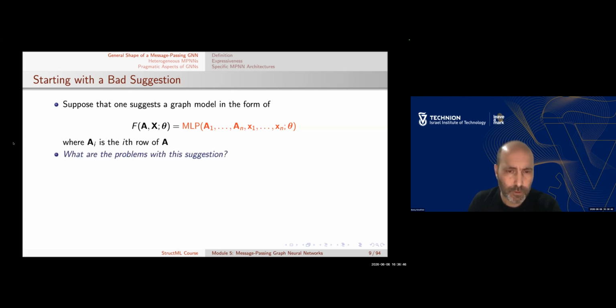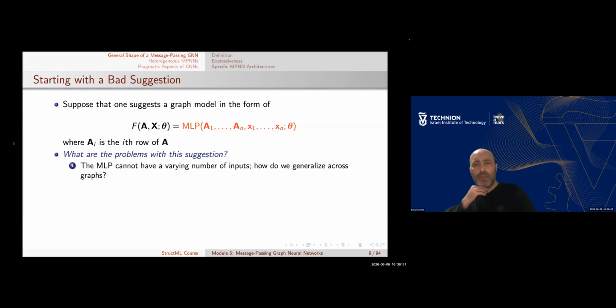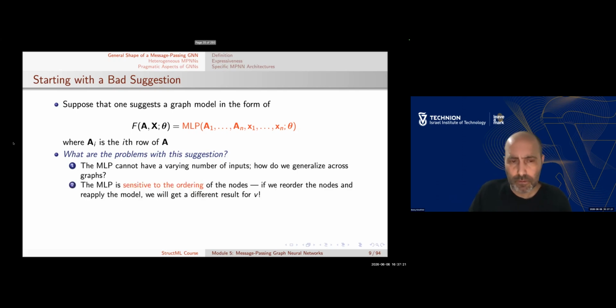Now what are the problems with that? One thing is that we would like to learn a function over one graph and apply it to another graph, which means that the number of inputs, the dimension of the MLP, varies. This is impossible. An MLP needs to know its dimensions when you learn it, when you generalize it to your future instances. So how do we generalize across graphs?